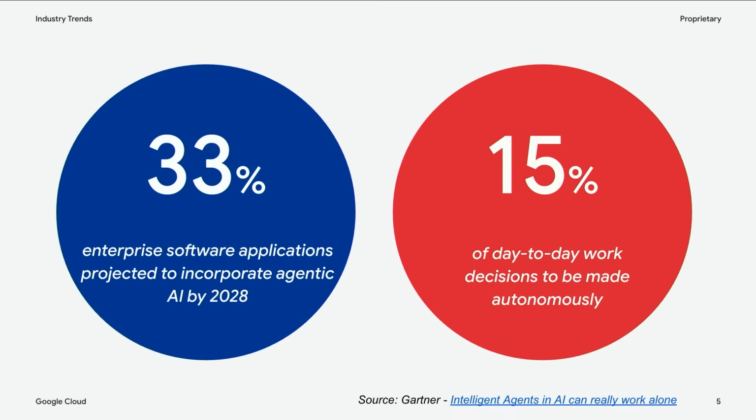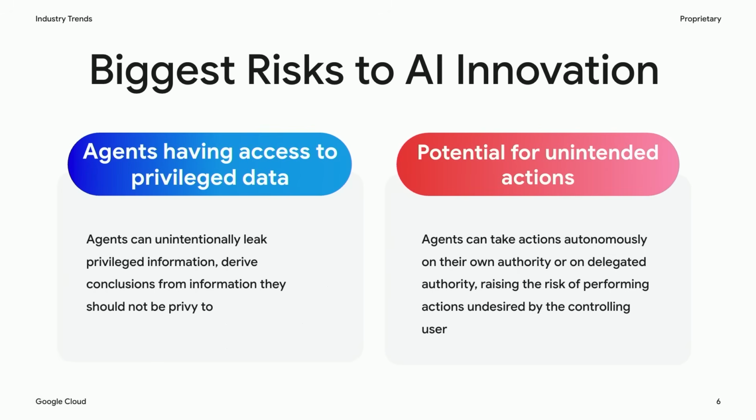Further to complicate this scenario, we see that agentic applications are coming to the fore. By some estimates, 33% of enterprise software applications are going to incorporate agentic AI by 2028, and 15% of day-to-day work decisions will actually be made autonomously.